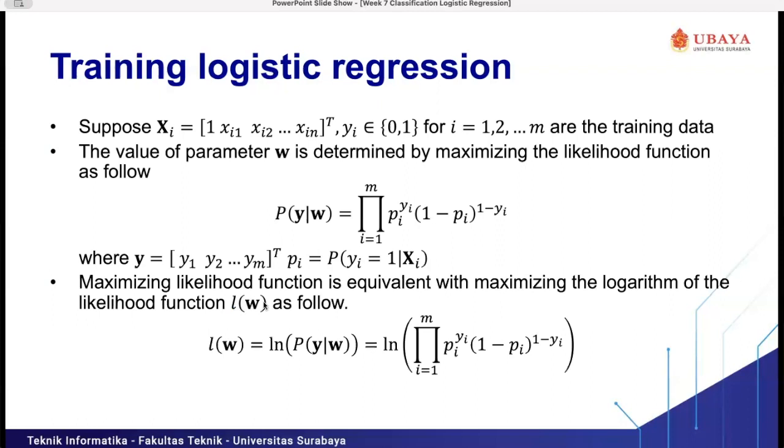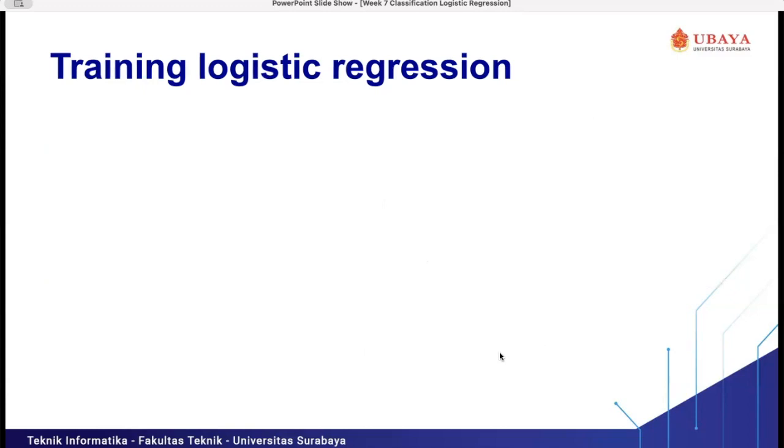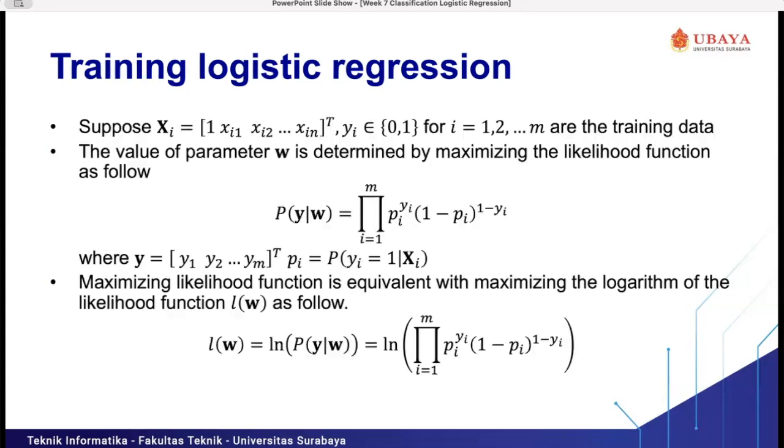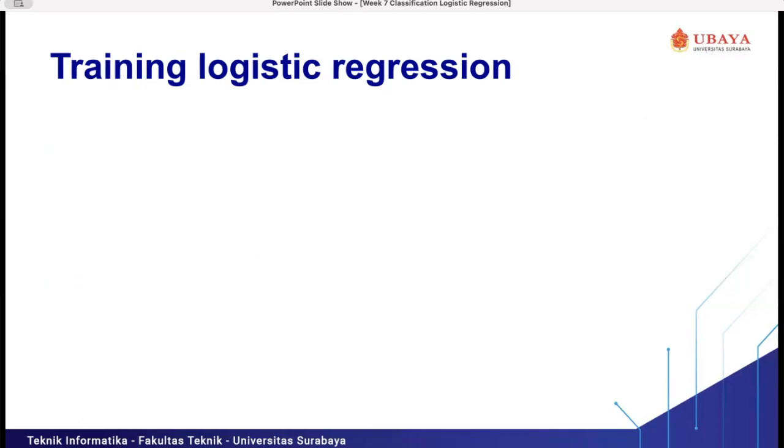Okay, so the log likelihood LW will be the natural logarithm of the probability of Y given the W values, equal to the natural logarithm of the product for i equal 1 to m of Pi to the power of Yi multiplied by 1 minus Pi to the power of 1 minus Yi. So we can simply apply the natural logarithm to the left and right sides, and explore more in these equations.